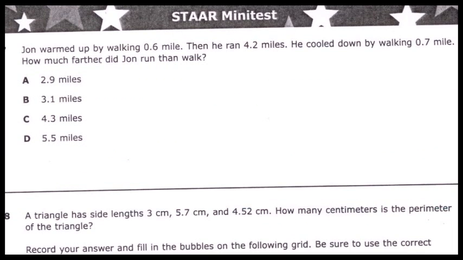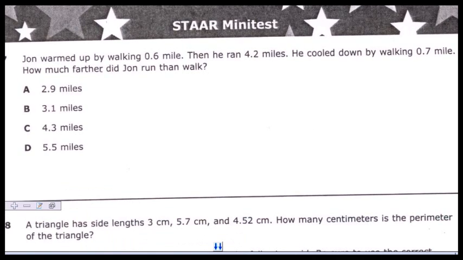Number 7, John warmed up by walking 0.6 miles. Then he ran 4.2 miles. He cooled down by walking 0.7 miles. How much farther did John run than walk? So for this one, I'm going to use my color highlighters, and I'm going to highlight everything that he walked in blue. So he walked 0.6, then he ran 4.2. I'm not going to highlight that in blue. And he cooled down by walking this many miles. Okay, so then I'm going to highlight in green what he ran. He ran that many miles.